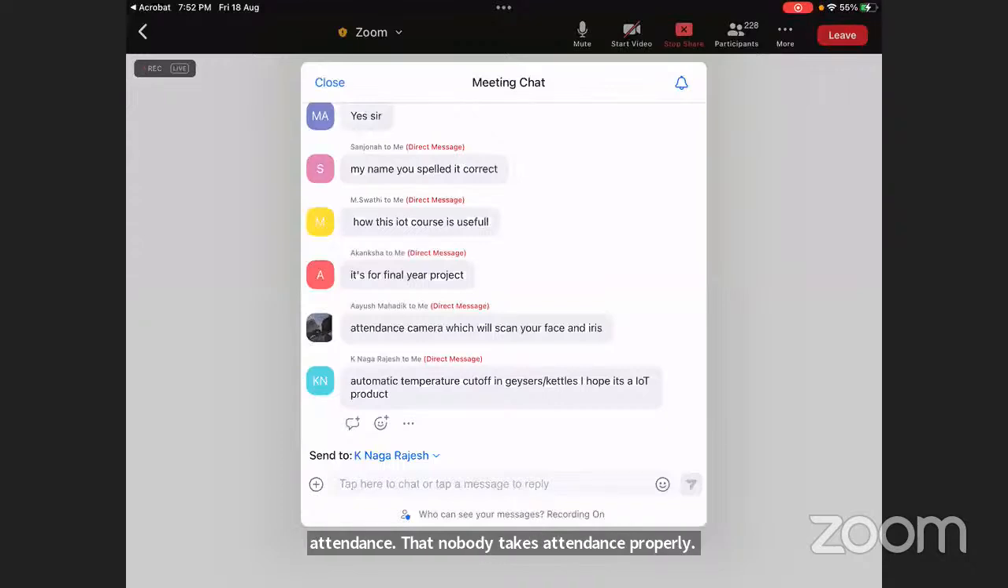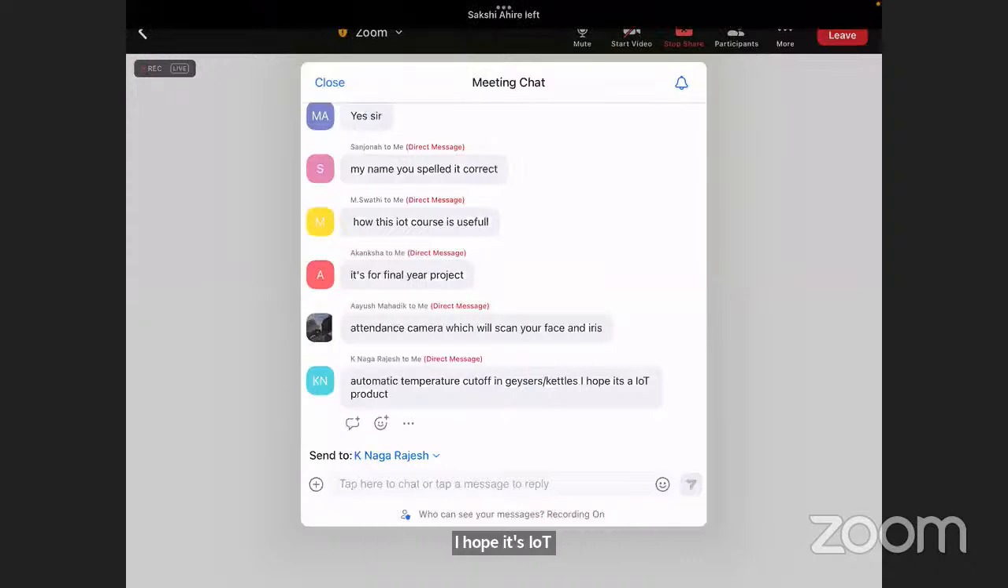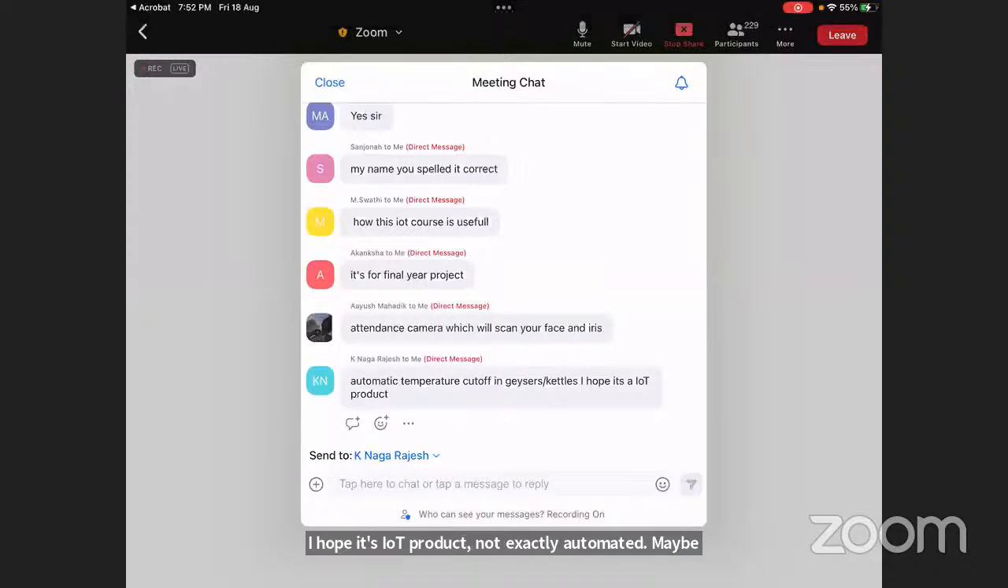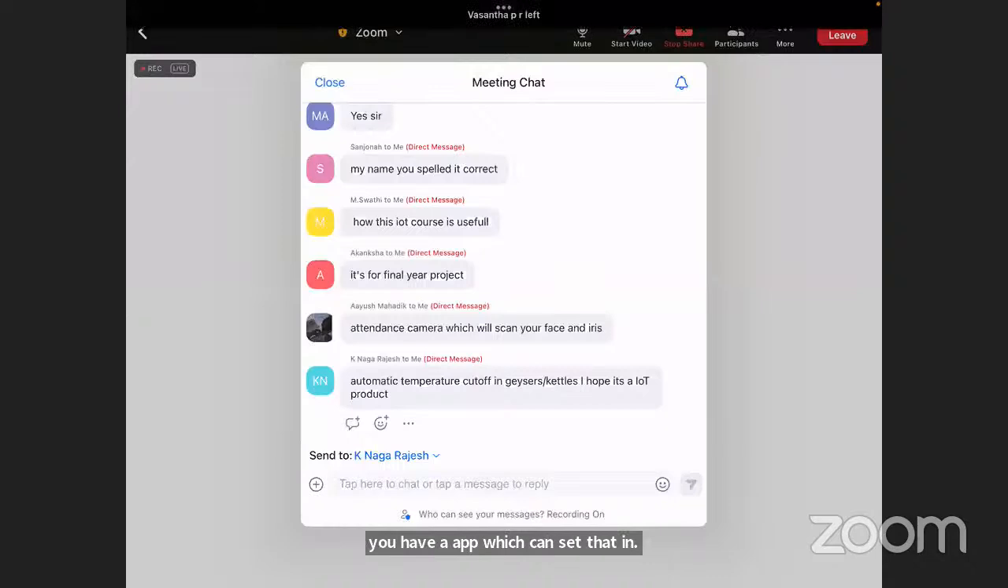Okay, automatic temperature cutoff in a geyser. I hope it's an IoT product, not exactly automated. Maybe you have an app which can set the threshold temperature every time, and the time at which the geyser should switch on.